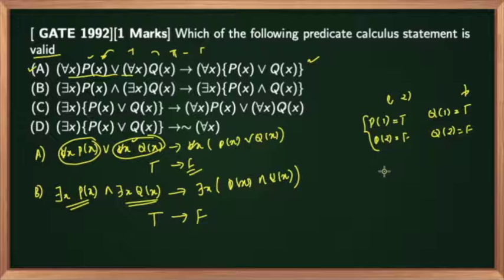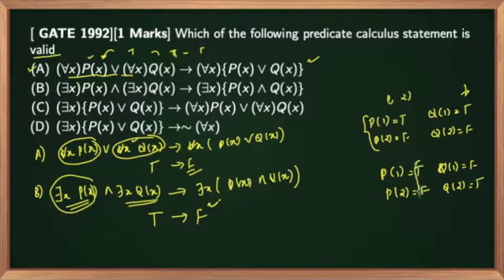So let's assume the domain is 1 and 2. I can say that P of 1 is true and P of 2 is false. Q of 1 is equal to false and Q of 2 is equal to true. So there exists an x, P of x and Q of x, true and false, false and true, will evaluate to false. But there exists an x, P of x will evaluate to true, and there exists an x, Q of x will evaluate to true. So we have true implies false. That means B is not valid.